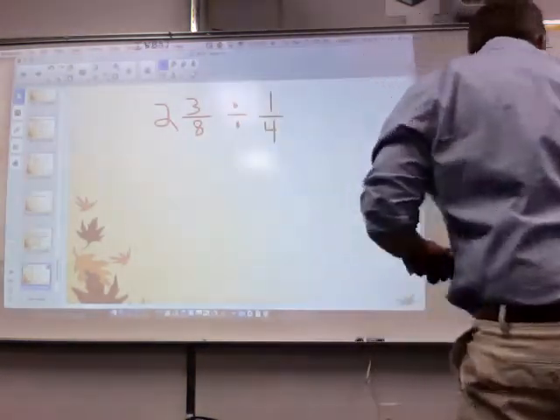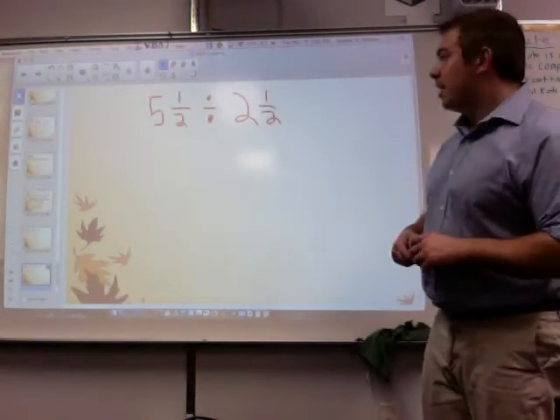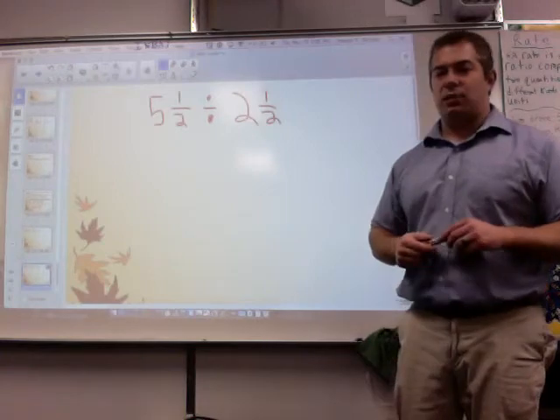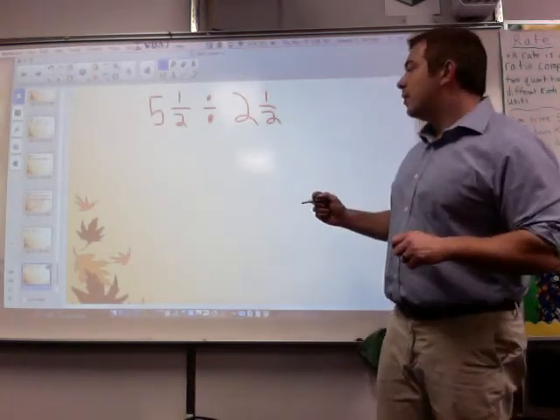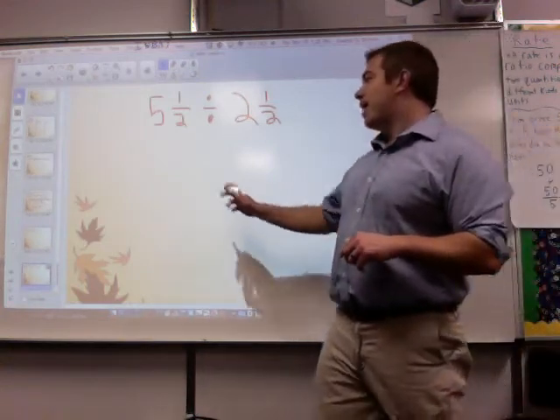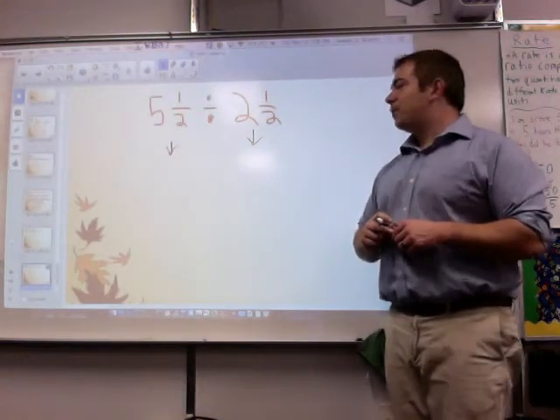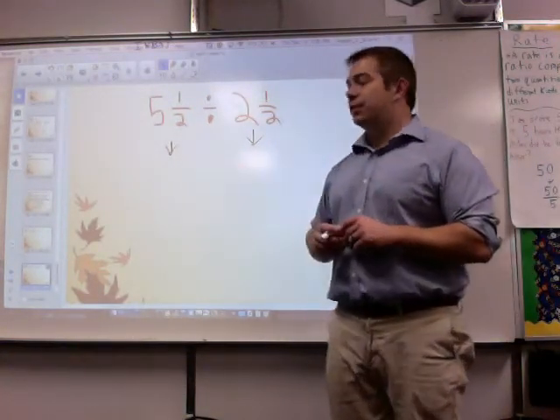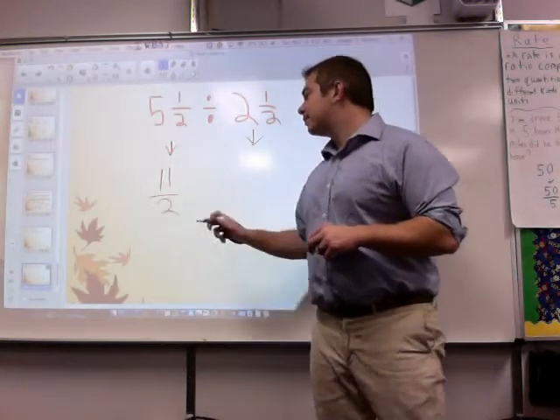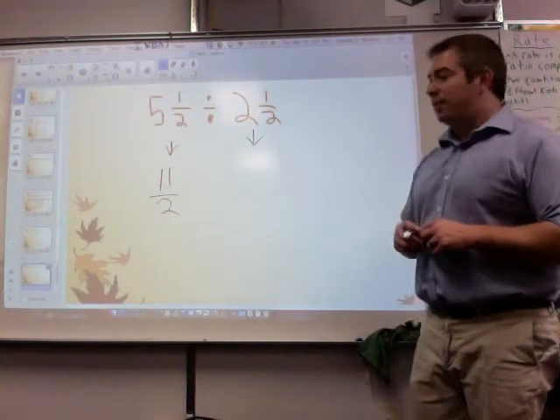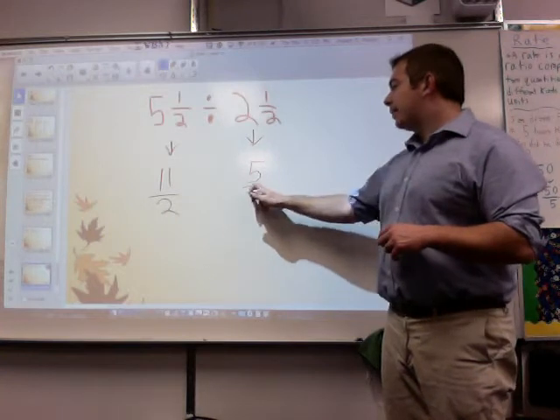Here we go, next example. Now, the only thing different about this example is that I have 2 mixed numbers now, so I have a little bit of extra work. Before, I only had 1 mixed number and just a regular fraction. So here we go. Let's turn the mixed numbers into improper fractions first. Okay, 5 and 1/2. Well, 2 times 5 equals 10, plus 1 more equals 11, so I have 11 halves. Let's change this one up. 2 times 2 is 4, plus 1 equals 5 halves.